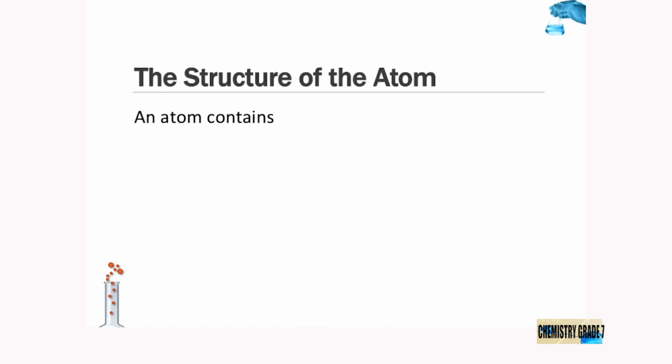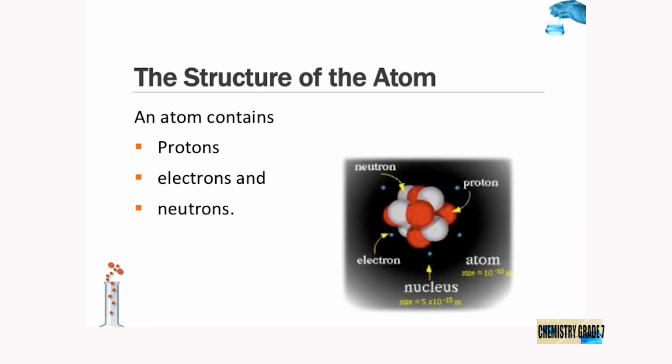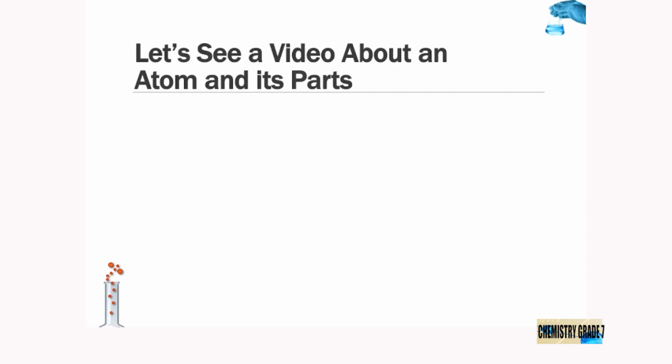An atom contains protons, which are positively charged, electrons, which are negatively charged, and neutrons, which have no charge, hence they are neutral. Protons have a relative charge of +1. Electrons have a relative charge of -1. Protons and neutrons are located in the nucleus of an atom. Electrons surround the nucleus of the atom. Let's see a video about an atom and its parts.